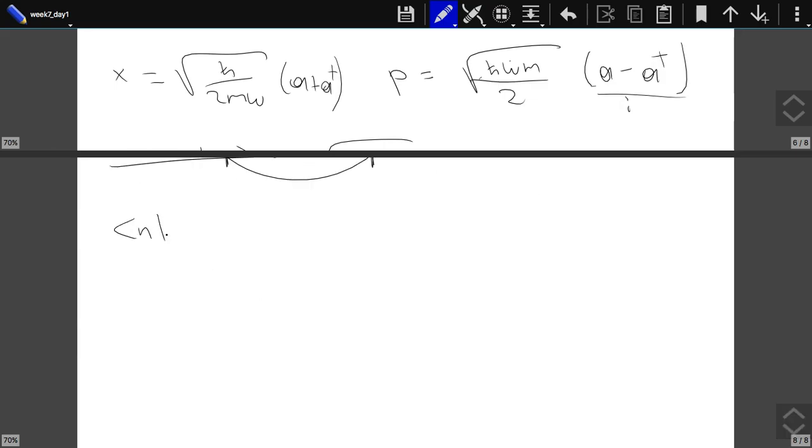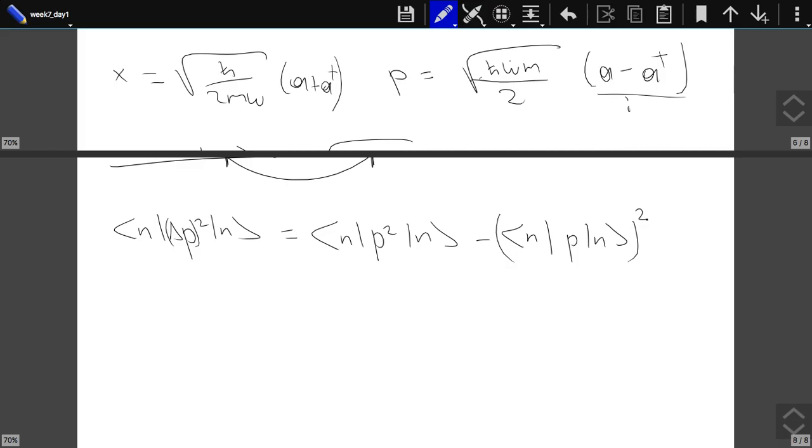Now let's look at this in the same state, p squared. Well, let me write delta p squared in the nth state. And again, we had already shown that independent of the state, this delta p squared is nothing but the average of p squared minus the square of the average of p. This we had already shown is 0. The diagonal element of the momentum operator in the energy basis is 0.